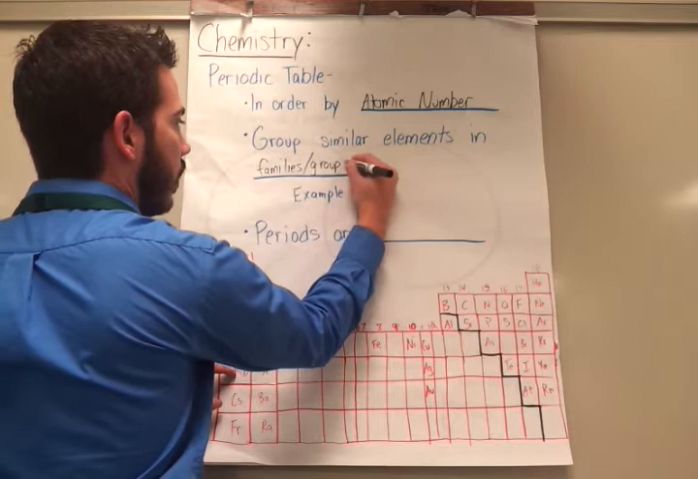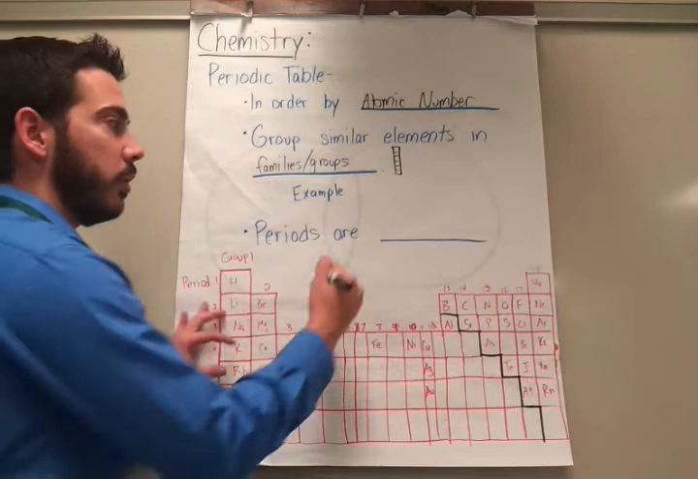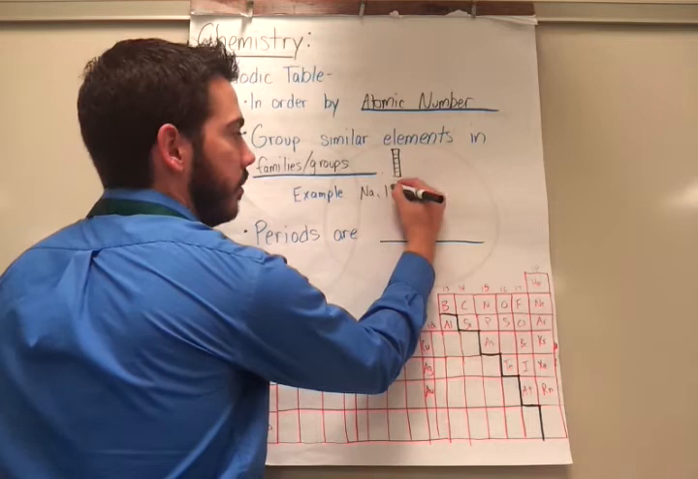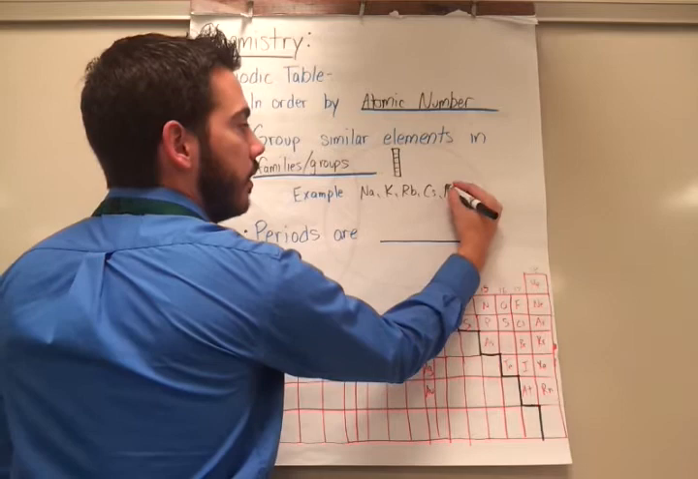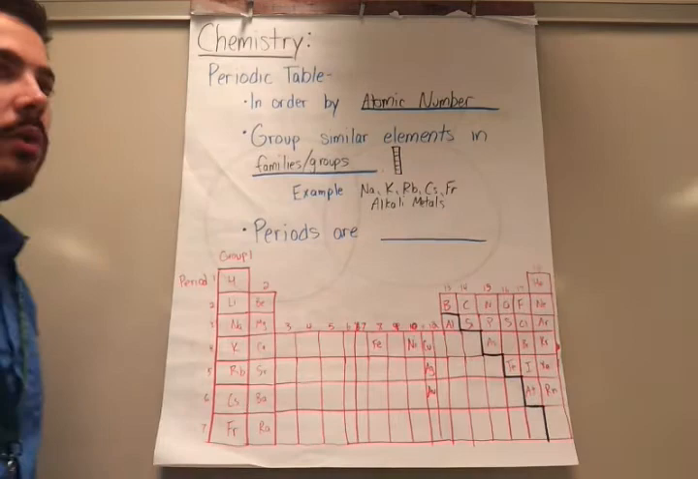So those would be the ones that go up and down from each other. An example would be, for example, the alkali metals group. We have sodium, potassium, rubidium, cesium, and francium, all in the same group. So they are all alkali metals, and they have similar properties. They're all reactive to water, they're all very highly reactive, they all have one valence electron, and so on.